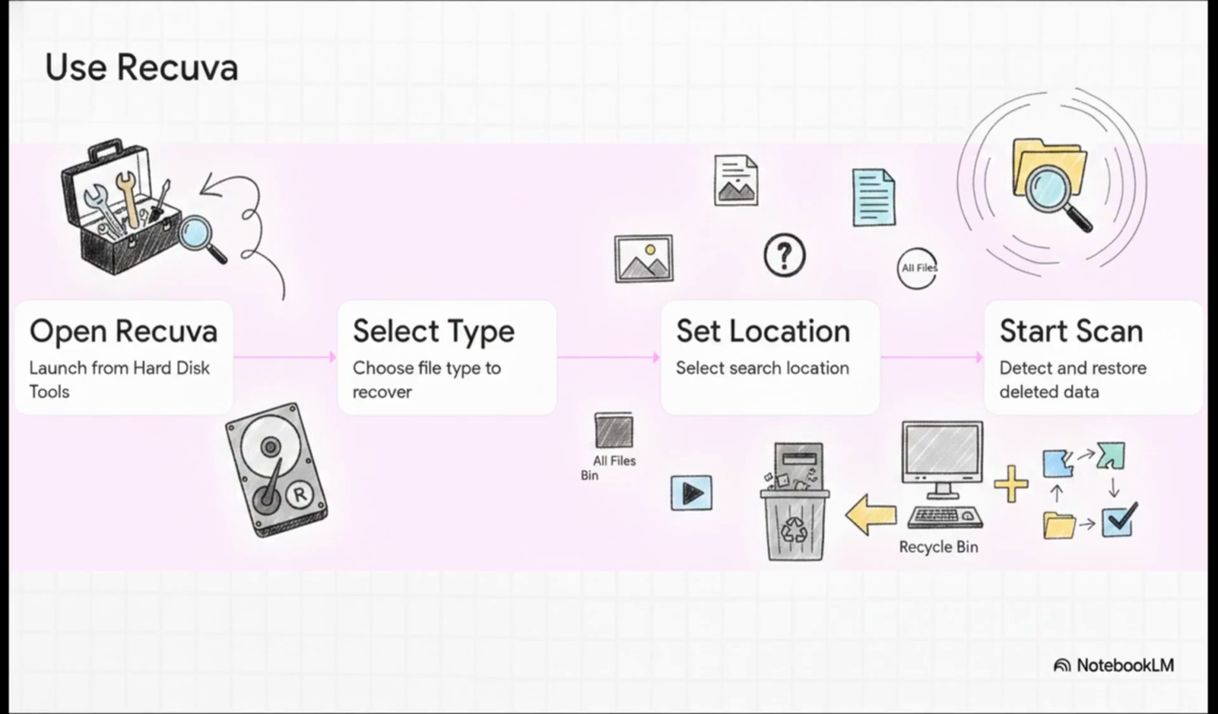Next, you tell it where to look. If you know for a fact you emptied the recycle bin by mistake, you can target the scan exactly there. You click Start, and Recuva just hunts down those deleted items, literally resurrecting data you thought was gone forever. It is an absolute lifesaver.